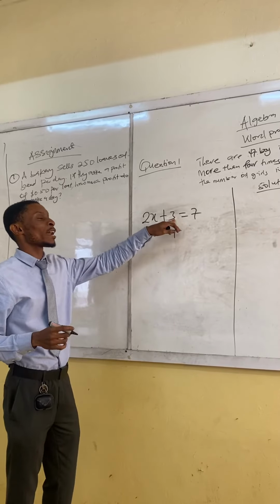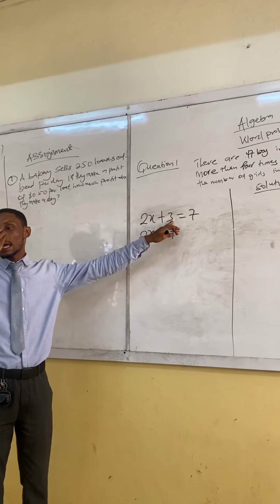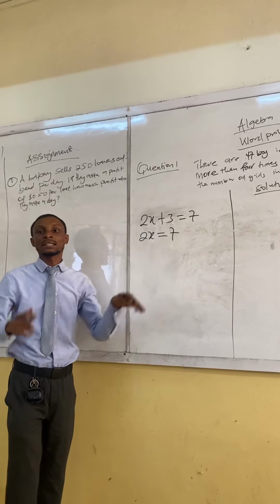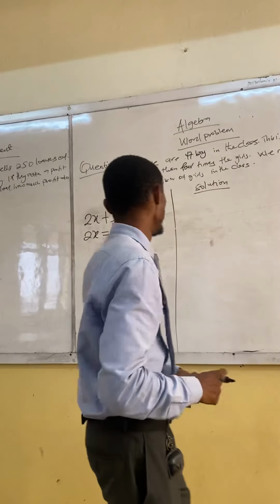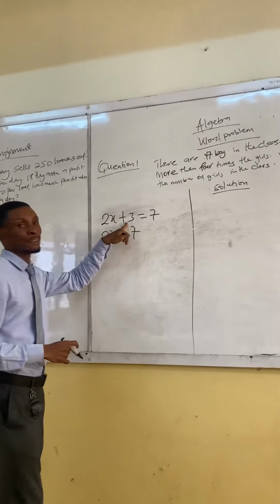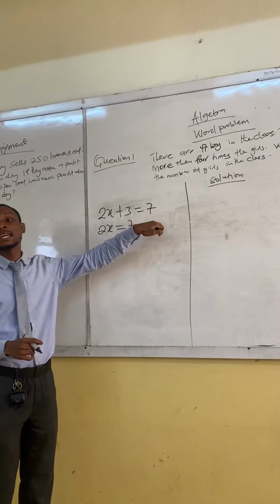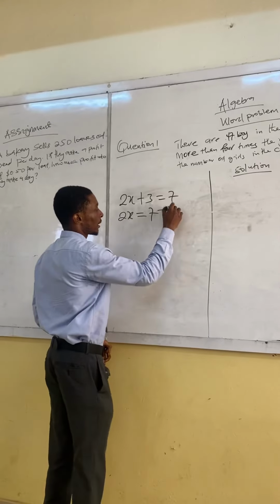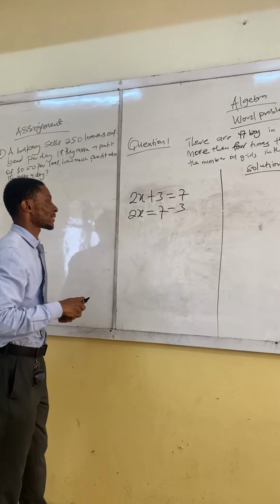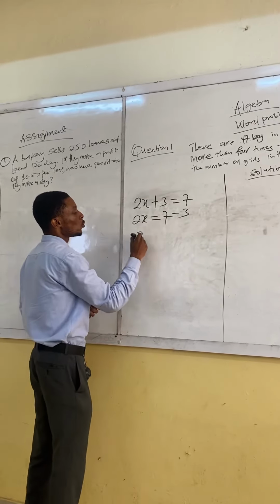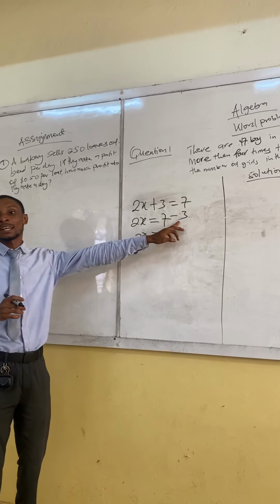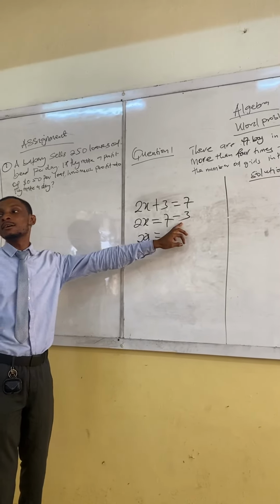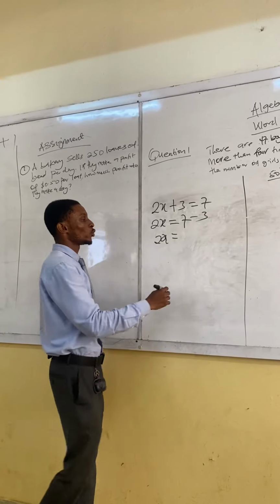And whenever a positive number crosses an equal sign, what are you going to get? Janet, yes, we are going to get a negative number. So we have positive 3 here. So when it crosses the equal sign, you get negative 3. So we will continue with that. So we have 2x is equal to, when you subtract 3 from 7, what are you going to get? Jacob, yes, we are going to get 4.